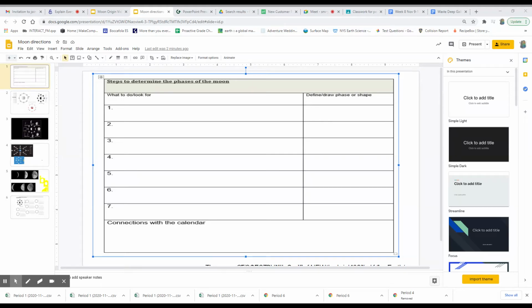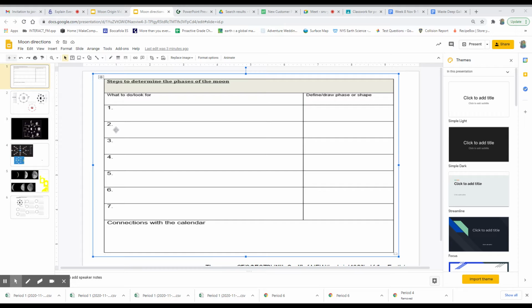All right, so these are our notes for determining how to identify your moon phases. This is something that is not on the reference table, so you have to come up with a system so you can always figure out what phases of the moon you're looking at. We're going to use a chart like this as a graphic organizer to help us organize our ideas.